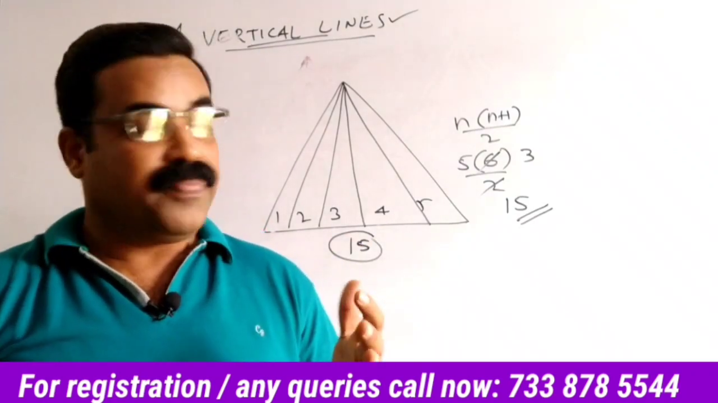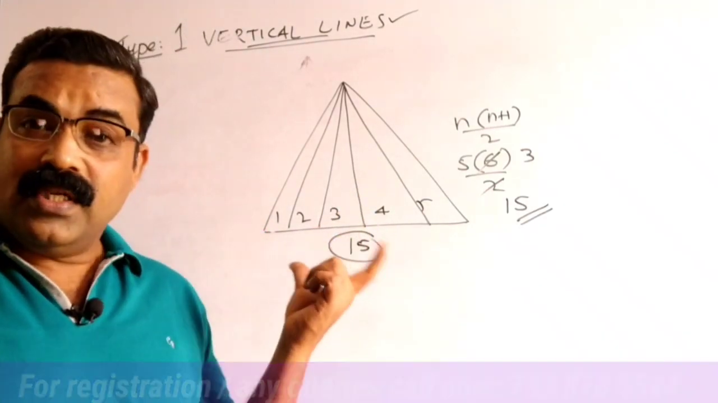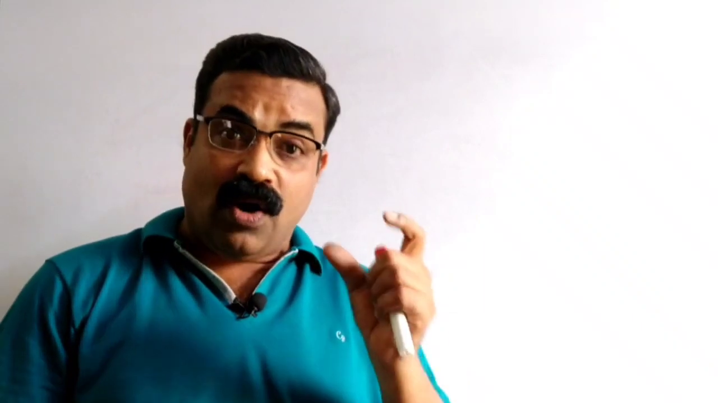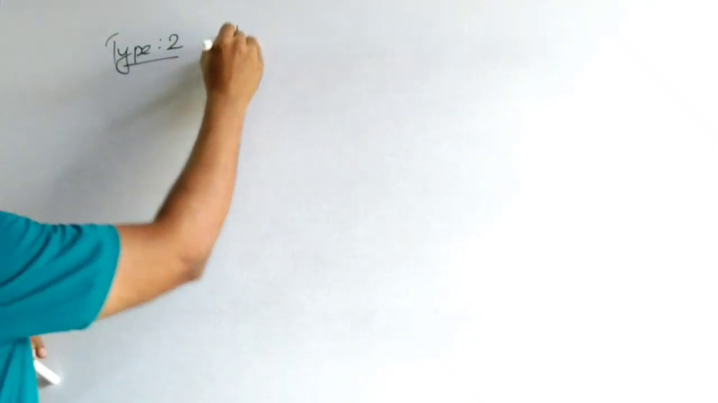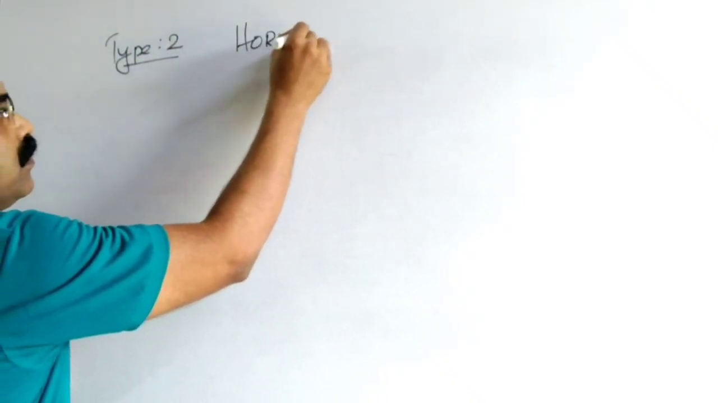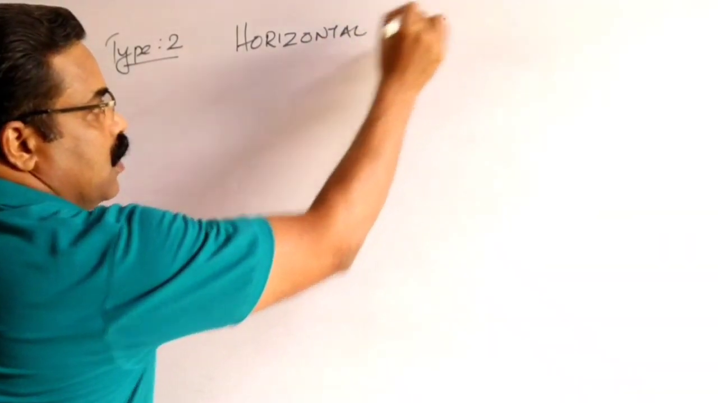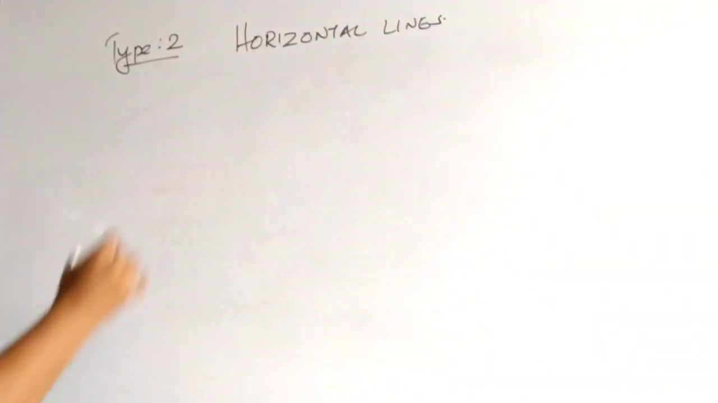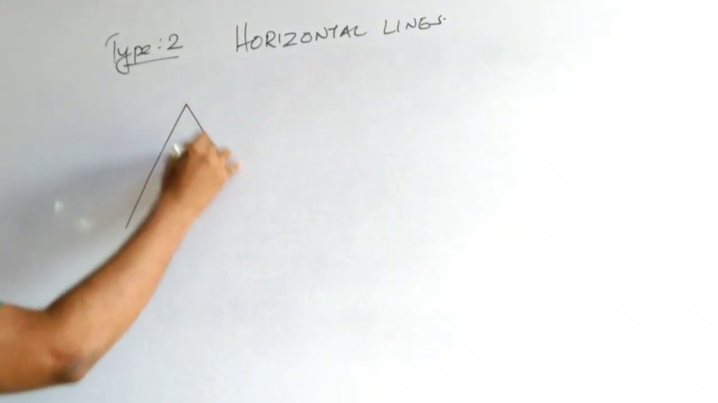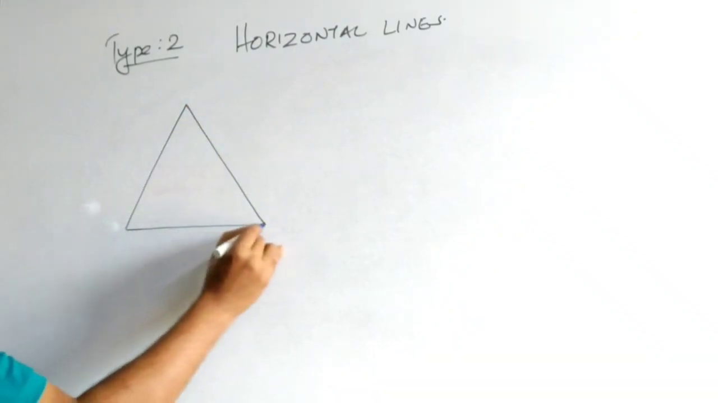Okay, reasoning part. So you can note this. Then we will go to type 2 questions. In type 1 we have seen vertical lines. In type 2 we are going to see horizontal lines. So when we talk about horizontal lines, again I am drawing a triangle. All these questions are maximum asked about triangles only.